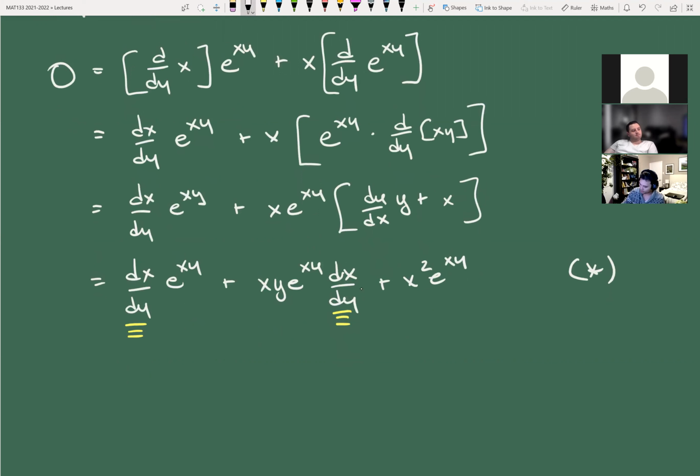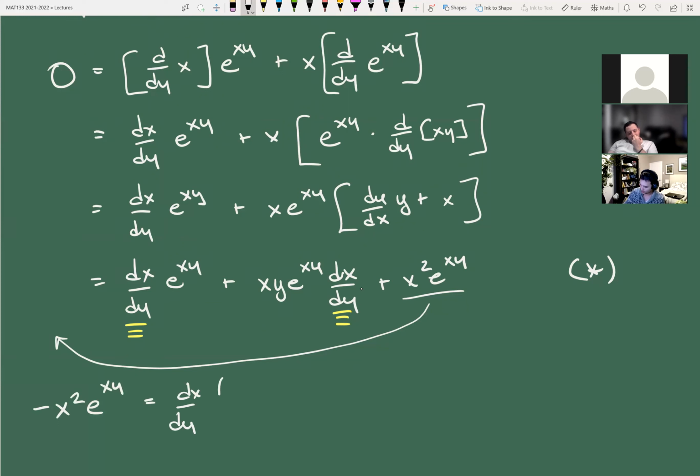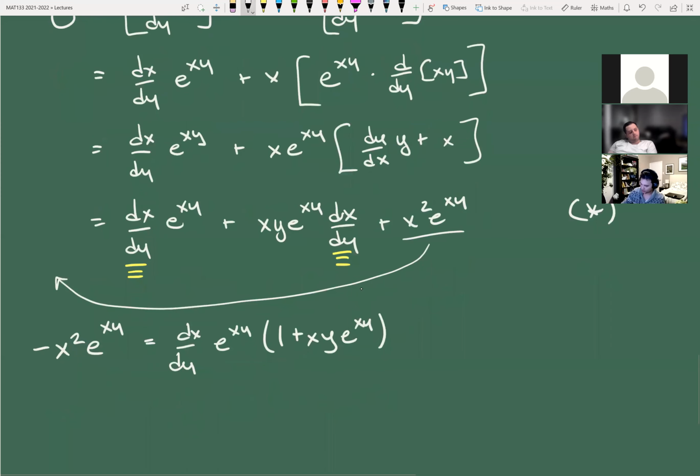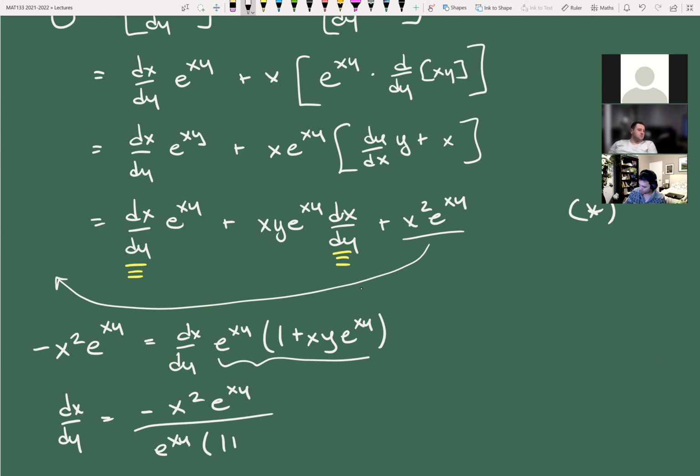So anything that doesn't have the dy/dx in it, I'm going to move over to the other side, right? So I'm going to get negative x squared e to the xy. And I'm going to factor a dy/dx out of this term, dy/dx e to the xy, I guess I could factor out an e to the xy too while I'm at it. xy, 1 plus xy e to the xy. And then I'm going to divide by this thing to find that dy/dx is negative x squared e to the xy divided by e to the xy, 1 plus xy.